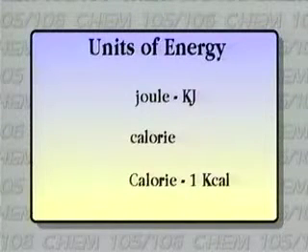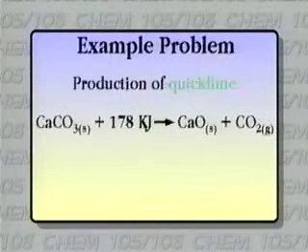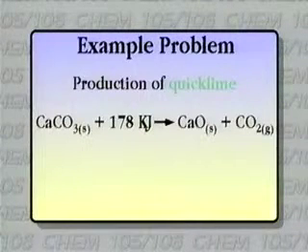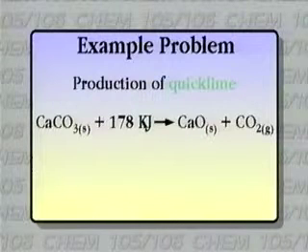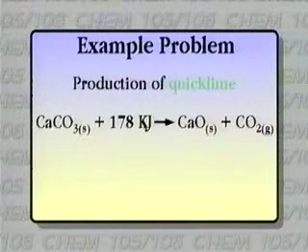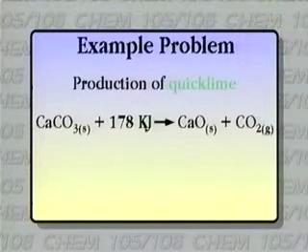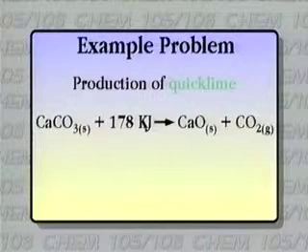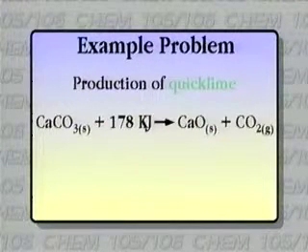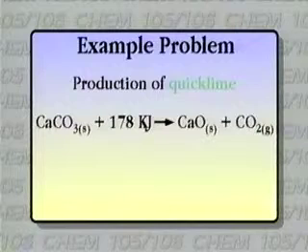Now, one equation that we can look at here on a commercial basis is the production of quicklime, as it's referred to, which is, as you can see from the chemical equation here, an endothermic process. We start with calcium carbonate, solid. Locally, that's called limestone. When you hear the term limestone, we're talking about calcium carbonate as an ore. And if we take calcium carbonate and heat it up, adding 178 kilojoules of energy per mole of calcium carbonate, we can decompose it into calcium oxide solid and carbon dioxide gas. Calcium oxide solid is what is referred to as quicklime.